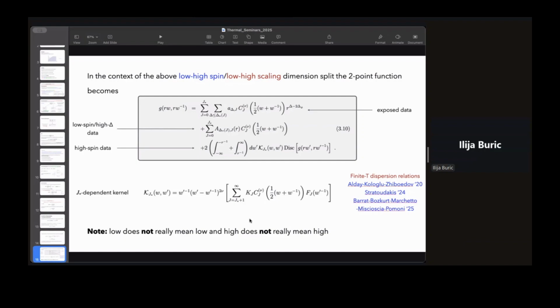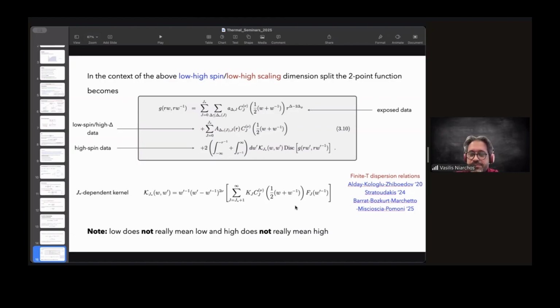Sorry, what is capital F J in the last line? Sorry, I should have included that definition, some combination of hypergeometric functions. Okay, thanks. I forgot to do that. Yes, thank you. I will do it.